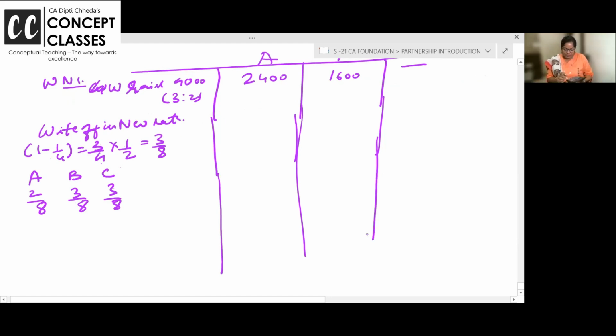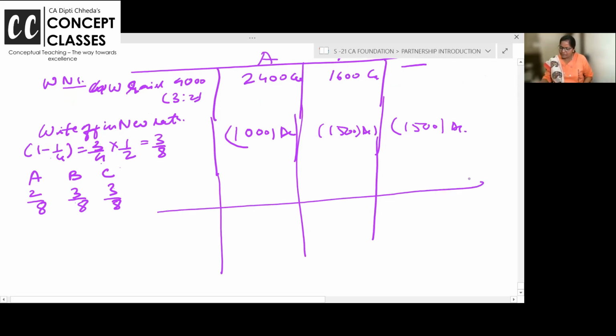Right. So can we write off goodwill, 4,000 into 2/8? 1,000 debit. This is credit. 4,000 into 3/8, 1,500 debit. 1,500 debit. What is the net effect of this? Net effect.